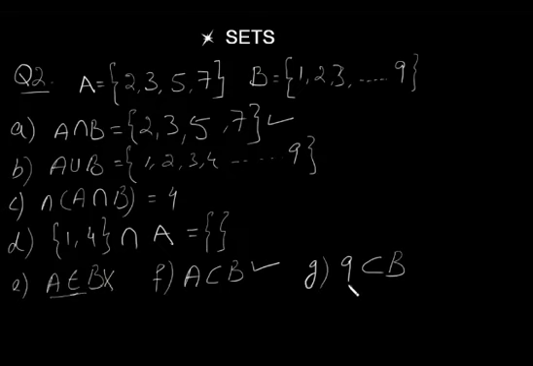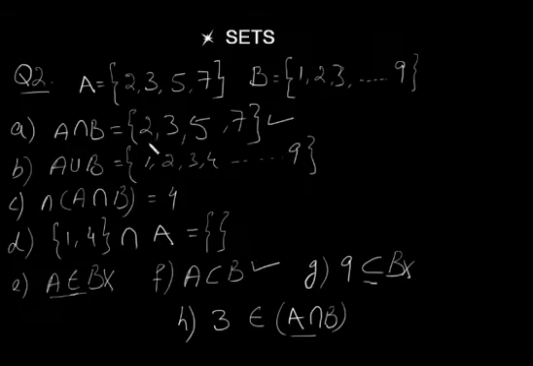Part G says 9 is a proper subset of B. Now guys, this is one very important point. This proper subset symbol only works from set to set. On both sides of this symbol we should have sets, not a number or element. It means this is a wrong statement or a false statement. In part H it says 3 belongs to the set A intersection B. So we have to look into A intersection B, which is this set, and look, 3 is there. It means this is a right statement or this statement is true.